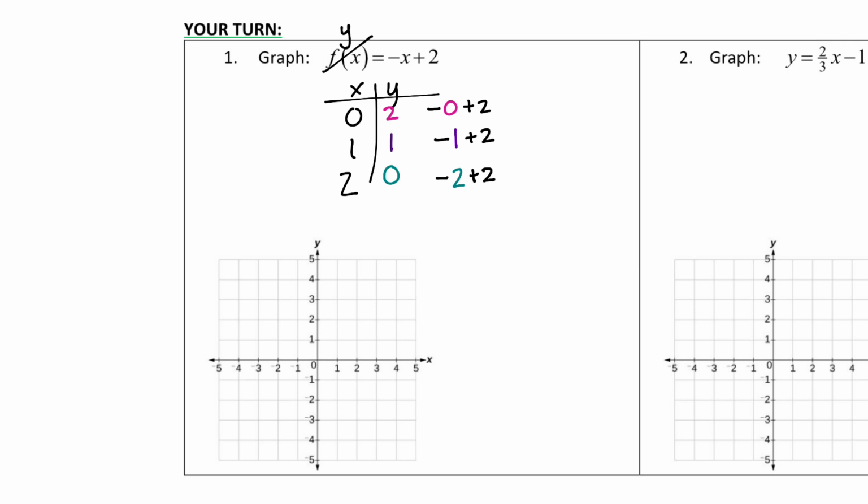All right, let's graph them. Pink is 0, 2. Purple is 1, 1. Teal is 2, 0. Oops, and I did pink the wrong color. Those landed in a straight line, so I'm good. And there we are. There's my graph.